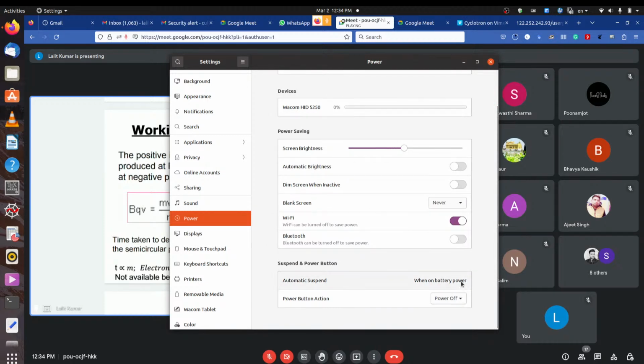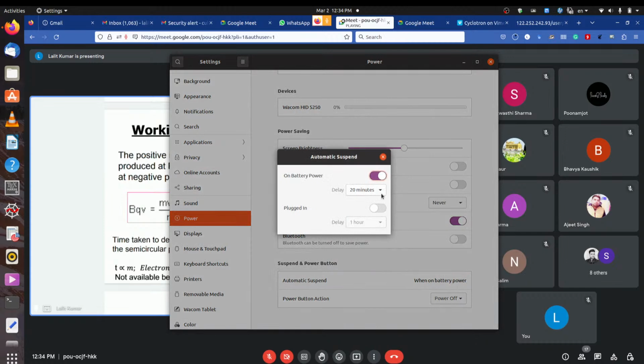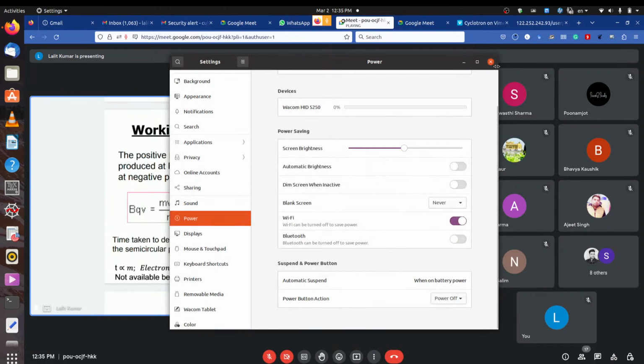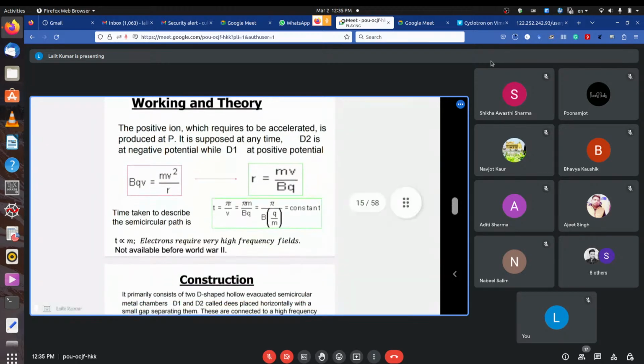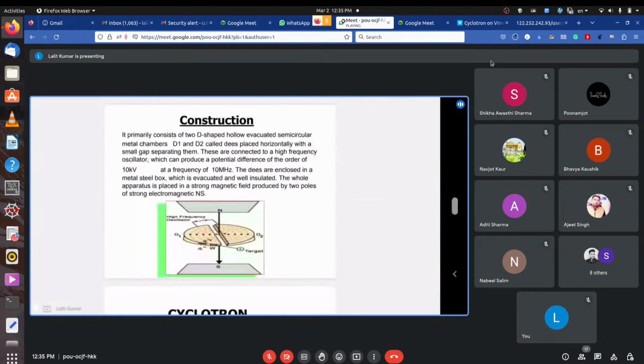That means if the mass is very high, the time is very high. But when the mass is small, the time is very small, so I need a high frequency for the electron. I'm repeating the same thing in a different way. So you can do a high frequency field for electrons, in fact. Before the Second World War, we didn't have it. Construction is very easy.